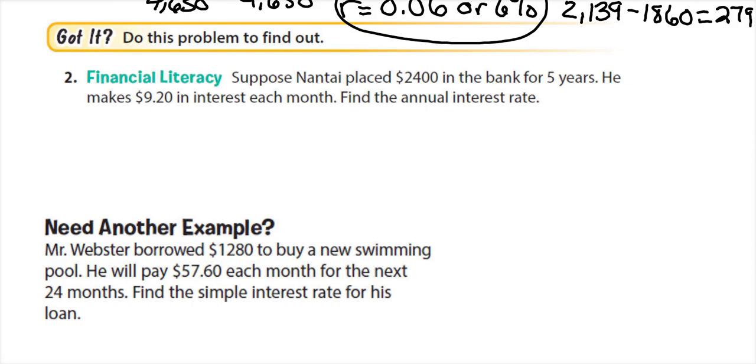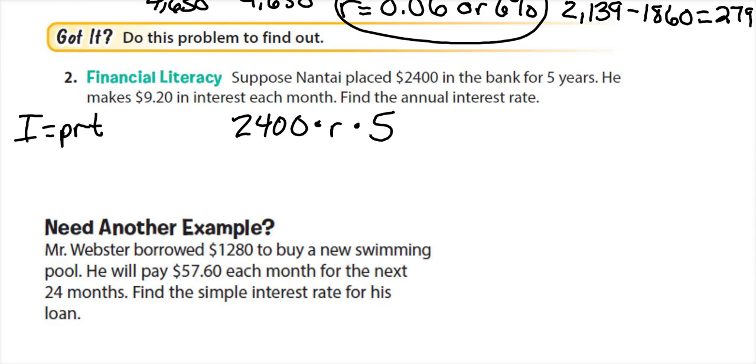Okay, financial literacy. Suppose Nan Tai placed $2,400 in the bank for 5 years. He makes $9.20 in interest each month. Find the annual interest rate. So remember, it's I equals PRT. We know he invested $2,400, and we're trying to find that interest rate. Then we have to find the time. This time they gave us years, so that saved us a step.